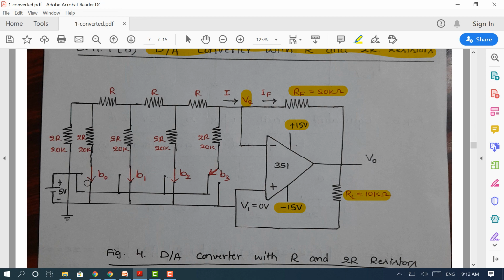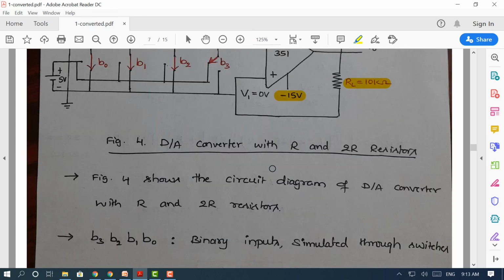B0 can be closed. When it is closed, it's connected to 5 volts. When it is open, it's connected to 0 volts. So all the switches can be connected to 5 volts or 0 volts. Whenever we connect one to 5 volts, current will flow through that corresponding branch, and the total current can be calculated. From this total current, the feedback current will be calculated. From the feedback current, the output voltage can be determined. Okay, so this is how the circuit works.